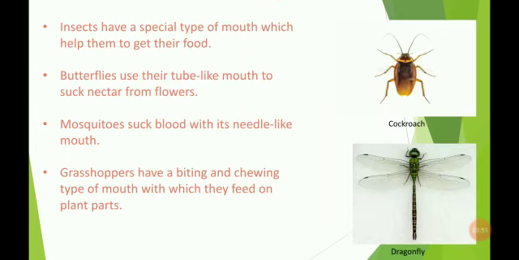Now, types of mouth. Insects have a special type of mouth that helps them to get their food. Butterflies have a tube-like mouth which helps them to suck nectar from flowers. Mosquitoes have a needle-like mouth. With the help of that, they suck blood. Grasshoppers have a biting and chewing type of mouth by which they feed on plant parts.